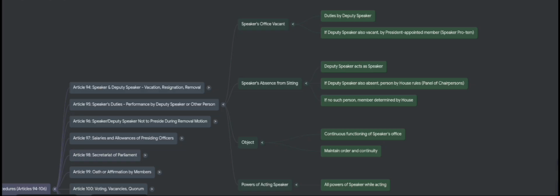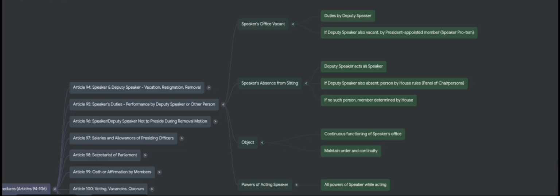Simple enough. If the Deputy Speaker is also absent, then a person from the panel of chairpersons, determined by the House's rules of procedure, presides. This panel, you see, is nominated by the Speaker at the beginning of each session, usually comprising experienced members from different parties. And in a highly unlikely scenario where none of these are available, Speaker, Deputy Speaker, panel member, the House itself can choose someone for that specific sitting. It's a layered fail-safe, a well-thought-out chain of command, ensuring the wheels of legislative activity never grind to a halt.